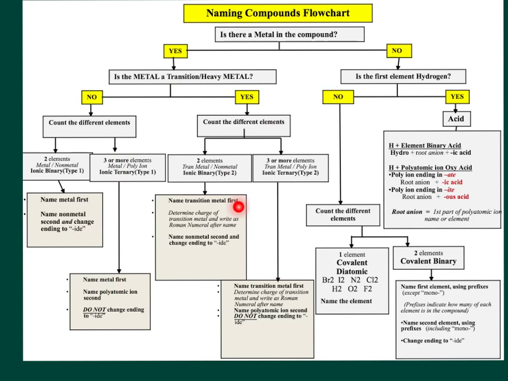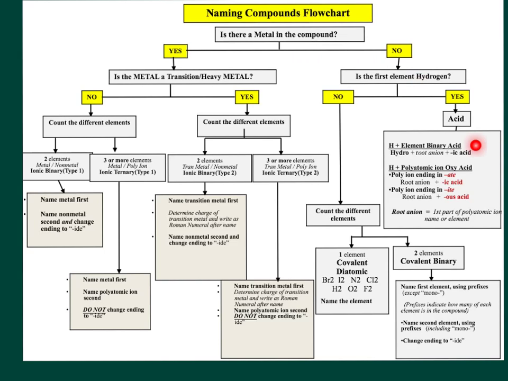If I see three or more elements, again, I'm thinking polyatomic ion. And I have to figure out what the charge on the transition metal is. And I'm going to put that as a Roman numeral after the name of the metal. And then I write the name of the polyatomic ion second. Pretty simple. If we don't see a metal, then you're going to go this way, and I need to decide whether or not the first element is hydrogen. If it is, there are two different types of metals.